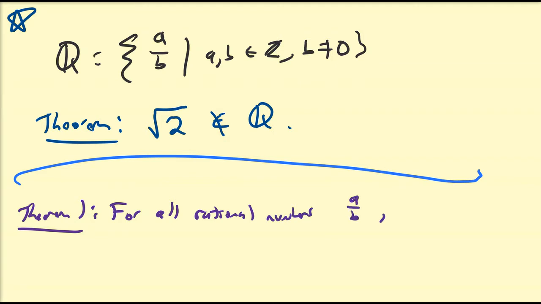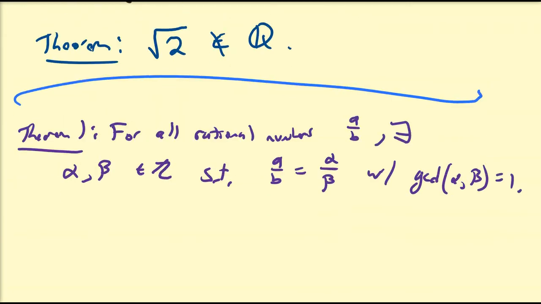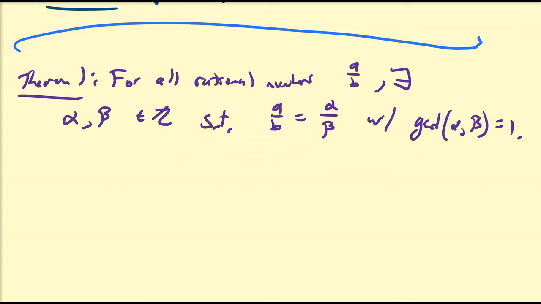a over b, there exists alpha over beta, also in Z, such that a over b is equal to alpha divided by beta, with the greatest common divisor, or the greatest common factor, of alpha and beta being equal to 1, which is just a fancy way of saying that every fraction can be reduced down to irreducible terms. Right? So let's just quickly outline a basic proof for this. And this is going to require the Euclidean algorithm in case you're not already familiar with that.